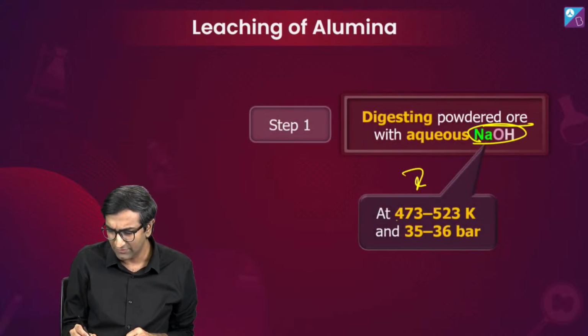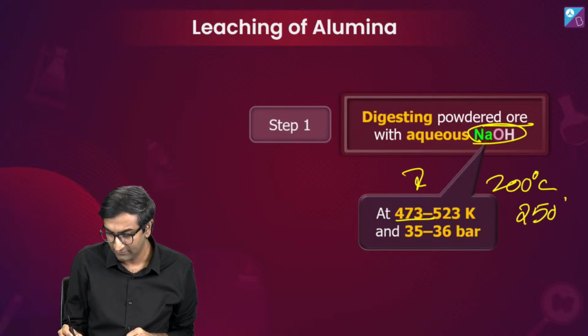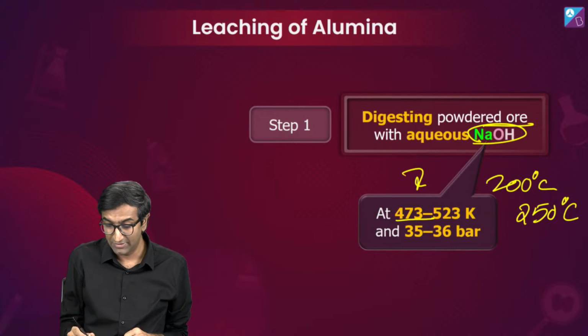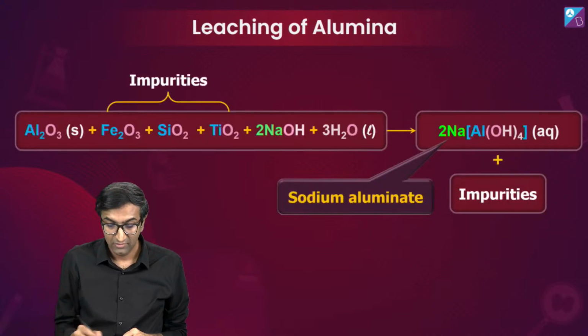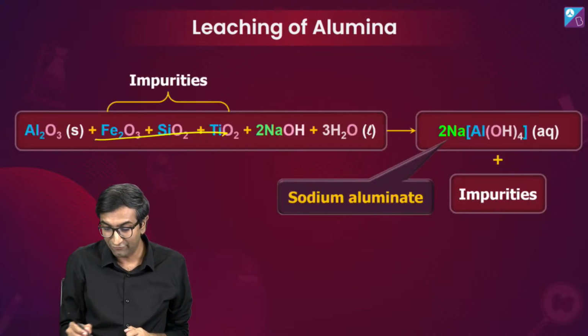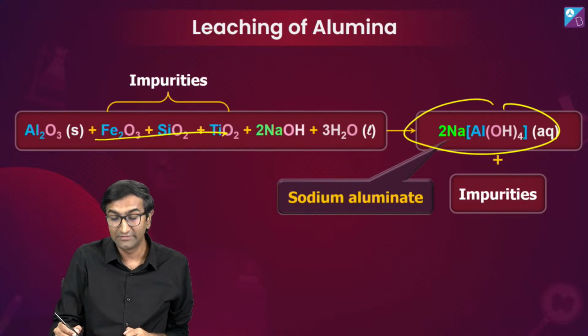Okay, what is 473 Kelvin? 200 degrees Celsius. And what is this? 200 से 250 degrees Celsius. Right? Is that right? हाँ. And very high pressure, 35-36 bar. Khair, these are the impurities that get left behind. And this guy is dissolved.